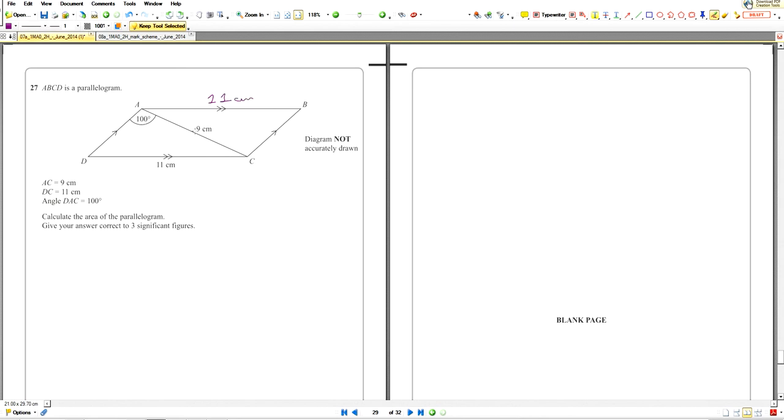Okay, there's 100 over here. That one will also be 100. Okay. Calculate the area of the parallelogram.